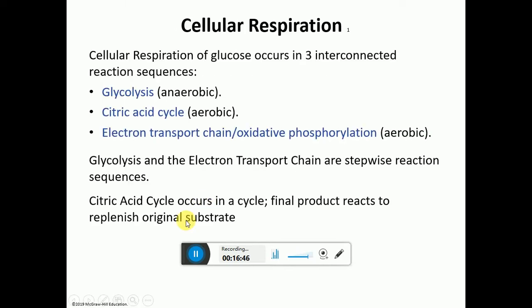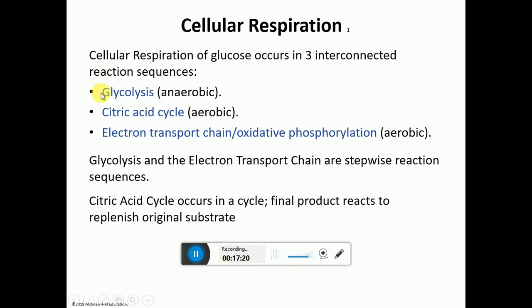So now we'll talk about cellular respiration. As I said, cellular respiration basically means burning of glucose molecules. It happens in 3 sequences, and they have to happen in this order. First step is glycolysis. Second step is the citric acid cycle. Third step is the electron transport chain, or oxidative phosphorylation. As you can see, the first step is anaerobic, meaning it doesn't need oxygen, while the second and third steps do need oxygen.